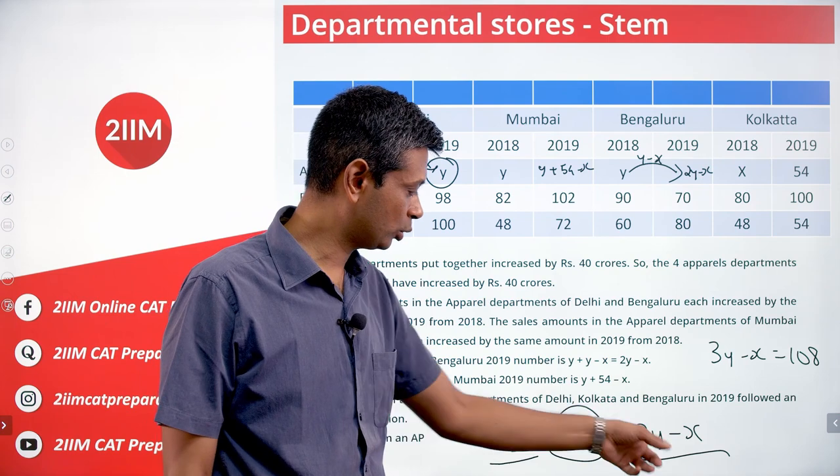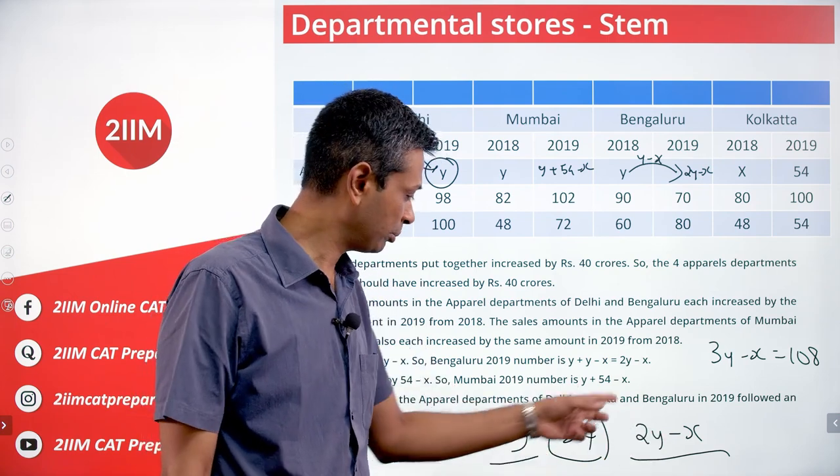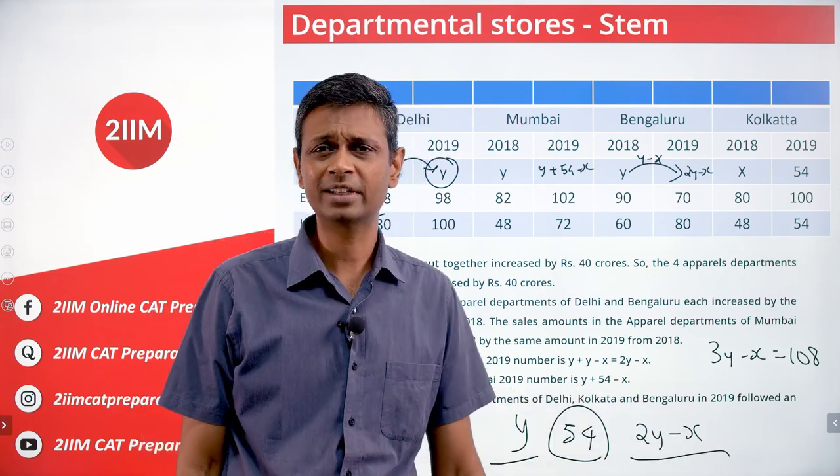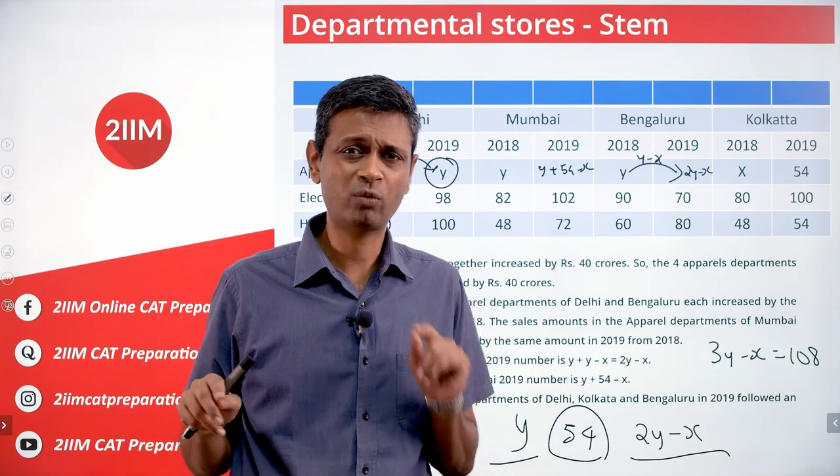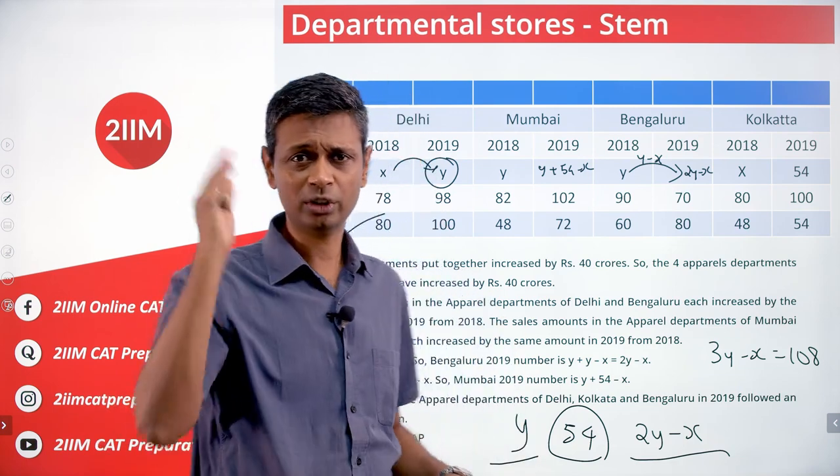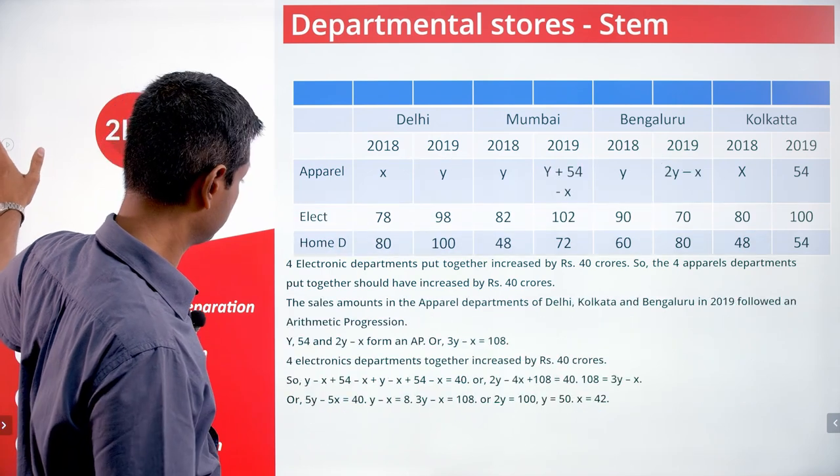54 minus y equals 2y minus x minus 54. 2 times 54 is the sum of these two. 3y minus x is 108. Brilliant. We have one more thing linking x and y. We are through. Maybe we will get that.